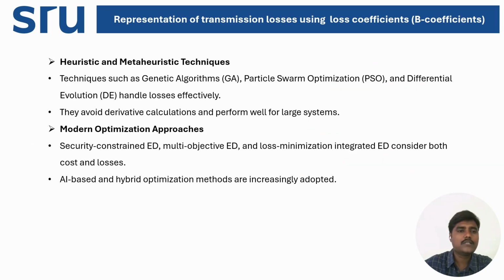There are also some advanced methods using meta-heuristic techniques such as genetic algorithms, particle swarm optimization, PSO, and differential evolution, DE. They will handle losses very effectively. They avoid derivative calculations and perform well for large systems. Because when we avoid the derivative calculations, any program will automatically require much less space. The memory requirement also reduces.